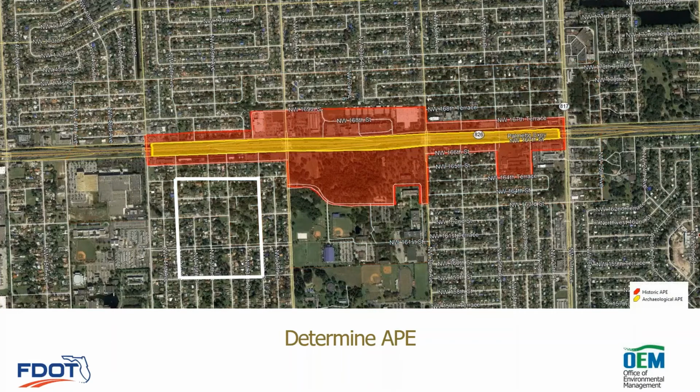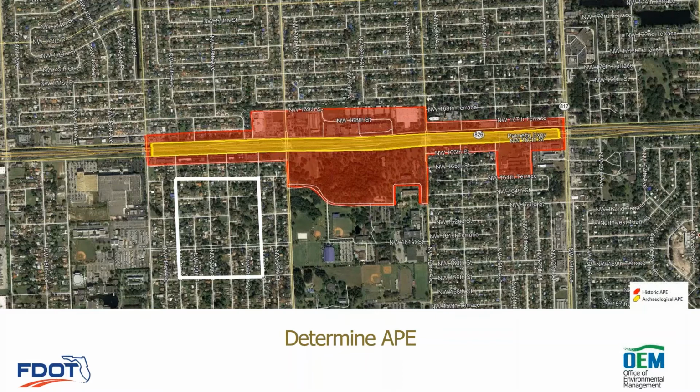So this is a better example of a more restricted APE, and it includes only the adjacent parcels to the backs of their property lines. So in this case, the hypothetical historic neighborhood is not included in the APE, and the department is not responsible for conducting any survey in this area.